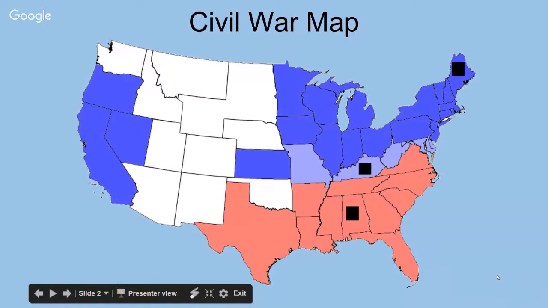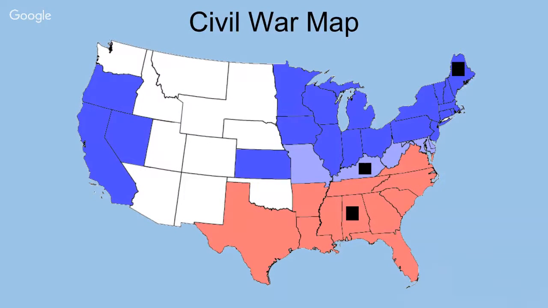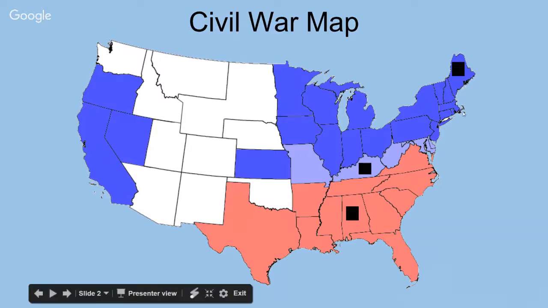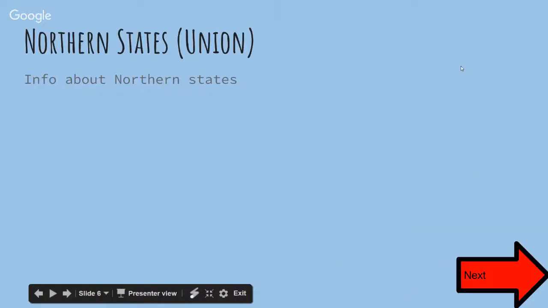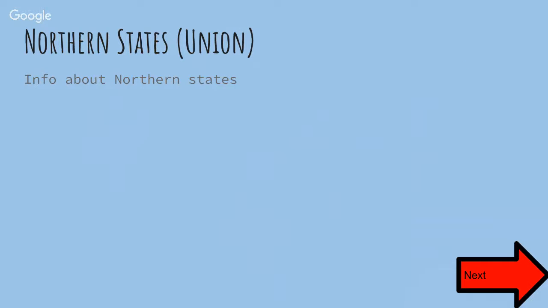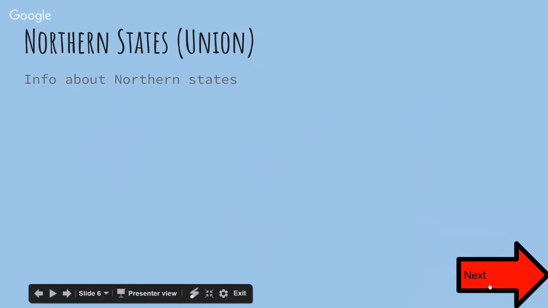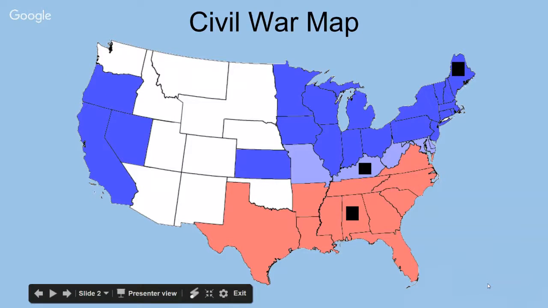So I've talked about the states. We've watched the video. Now I want to go to a note page. If you notice this little box up here, I click it. Now I've gone to a note page. Here's my northern states, info about the northern states. After I go through this part of this presentation, I want to go back to my map so I can go over the border states and slave states. So I'm going to click next. I'm back to my map.